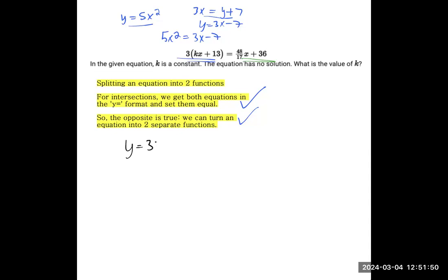But in any case, when you get used to these, you just go ahead and say y equals the first one and y equals the second one. So we've got them both in the y equals format. And now this brings us to the idea that, well, first of all, we know these are lines because x and y are to the first power.